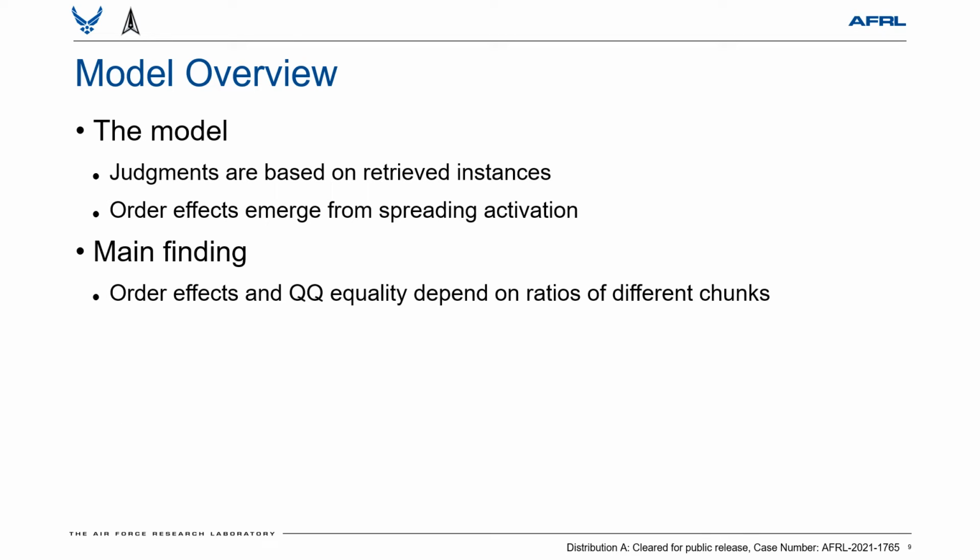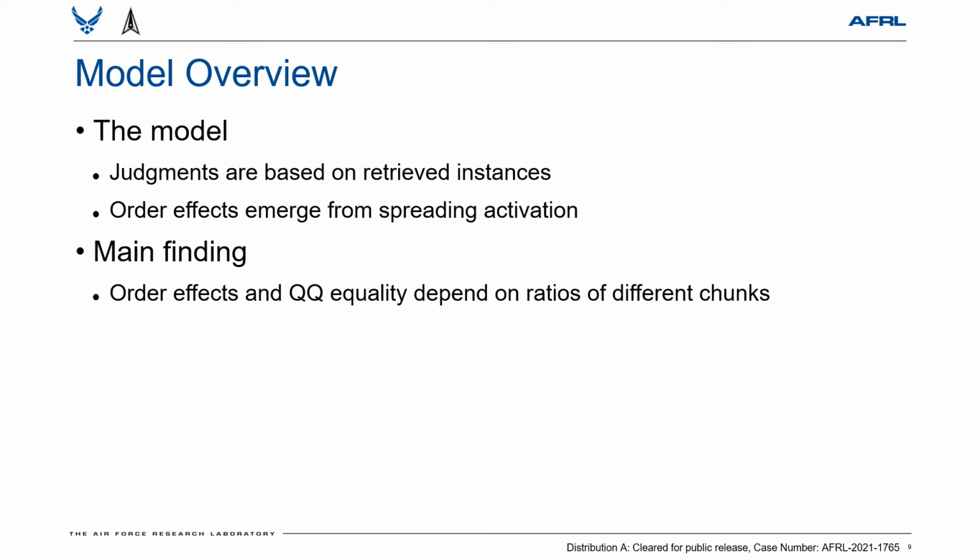As a high-level overview, we developed a memory-based model of order effects in which judgments are based on retrieved instances stored in memory. Order effects emerge from ACT-R's spreading activation mechanism. In essence, the answer to the first question spreads activation to related concepts during the retrieval of the answer to the second question, thereby changing the response probabilities for the second question. Without the spreading activation mechanism, ACT-R satisfies the commutative law and fails to produce order effects.